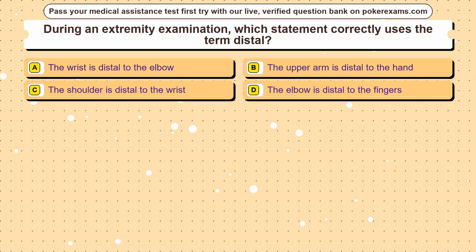Question 74. During an extremity examination, which statement correctly uses the term distal? Option A. The wrist is distal to the elbow. Option B. The upper arm is distal to the hand. Option C. The shoulder is distal to the wrist. Option D.